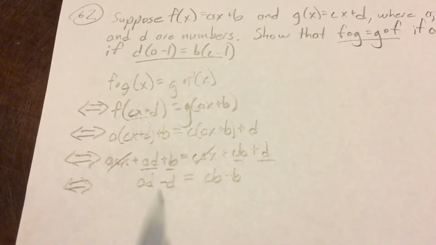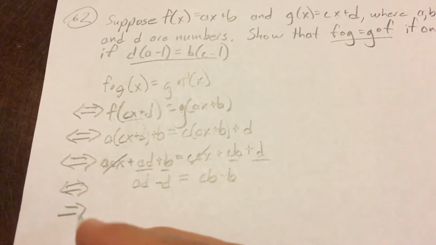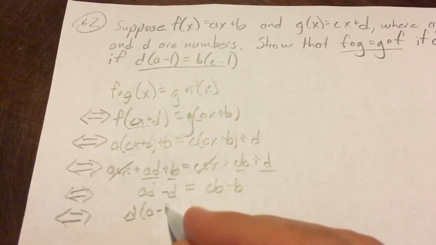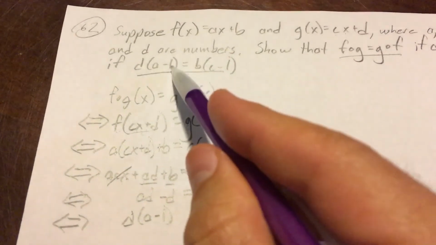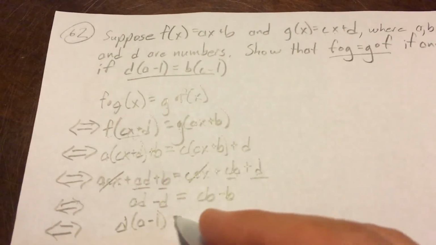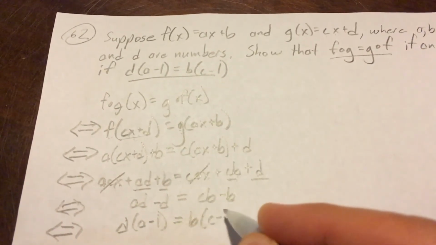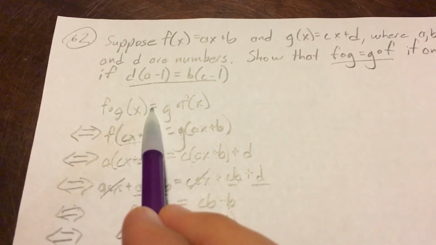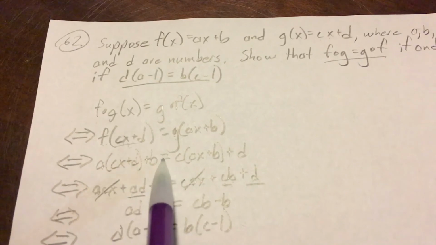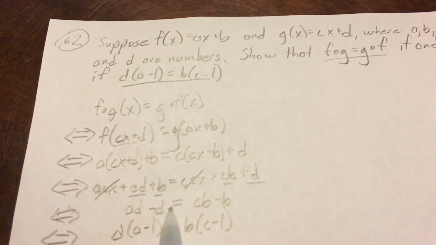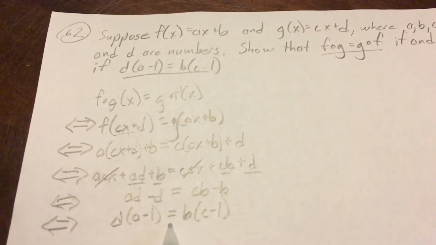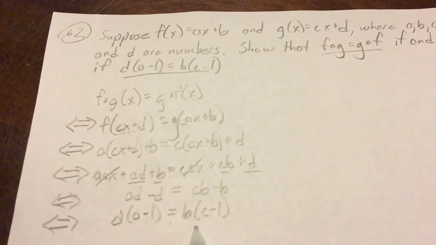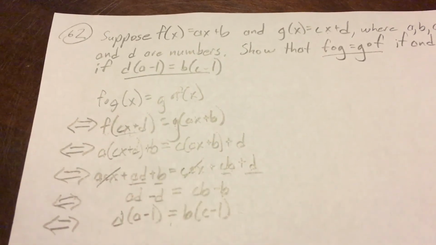Now I'm going to factor out the d. This is just the same thing as d times a minus 1. Well, that's a good thing. That looks a whole lot like what I've got up here. Times b times c minus 1. Now, this equality is the same thing as this, is the same thing as that, is the same thing as this equation. And since they go both directions, that means this is the same thing as the original, and that's how you prove it.